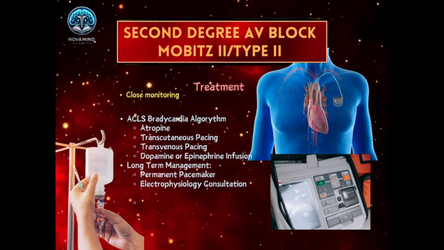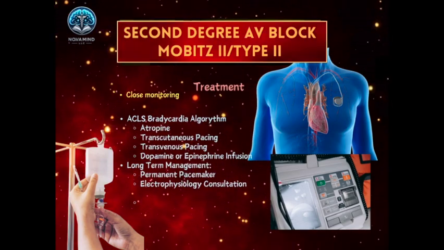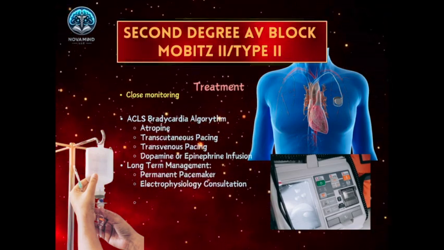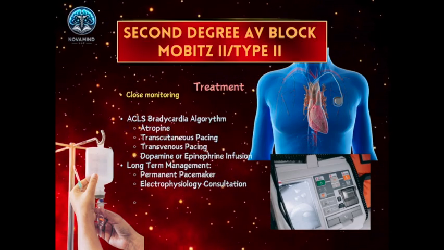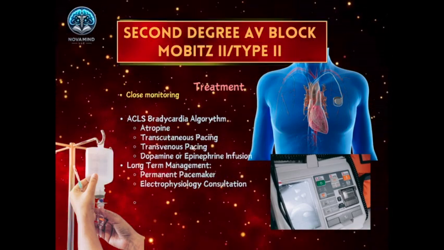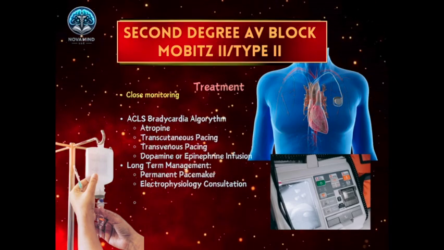Long-term management. Mobitz II often requires a permanent pacemaker. ACLS providers should be prepared for transfer to a higher level of care where electrophysiology consultation and potential pacemaker placement can be arranged, particularly in patients who experience symptomatic episodes.